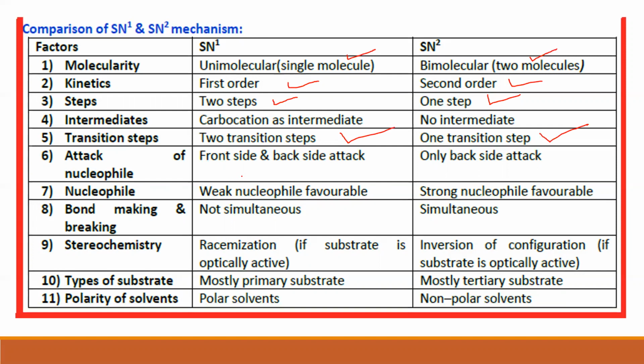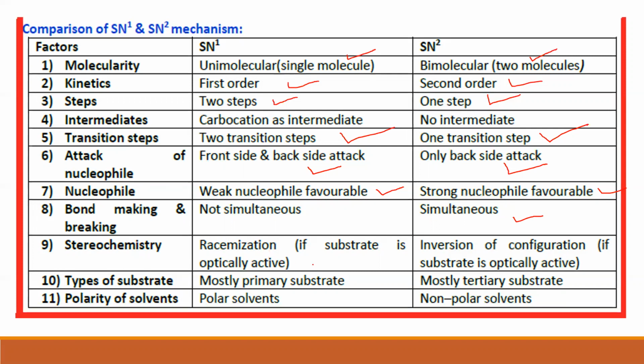Attack of the nucleophile: in SN1 it can happen either from the front side or from the back side, whereas in SN2, attack happens only from the back side. Nucleophile: a weak nucleophile is favorable, whereas a strong nucleophile is favorable in the case of SN2. Bond making and breaking is not simultaneous in SN1, whereas in the case of SN2, we looked at the transition state. In the transition state, the bond between the carbon and halogen is about to break, and the bond between carbon and the nucleophile is about to form. We saw that with the help of dotted lines that are written between the carbon halogen and the carbon nucleophile.